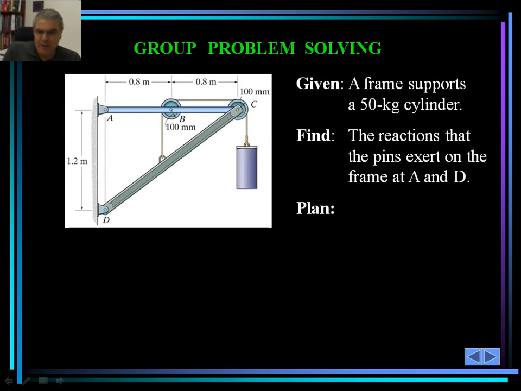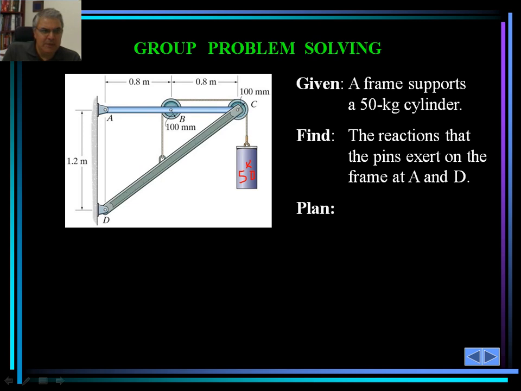Let's take a look at a group problem. As you know, we call these group problems because we go over them together and they are more involved. Given a frame supports a 50 kilogram cylinder, as shown here, this is the 50 kilogram cylinder, so we put a 50 here.